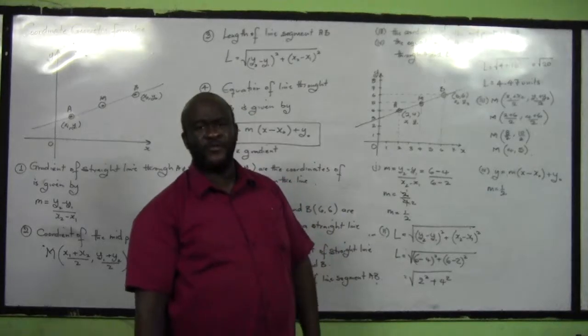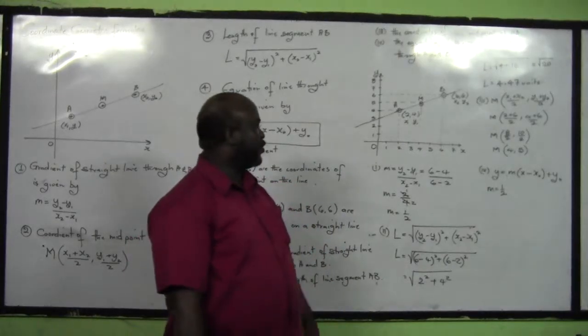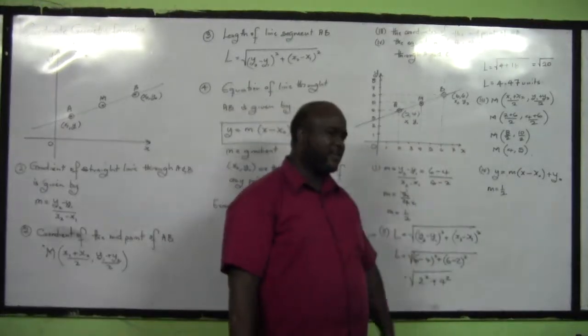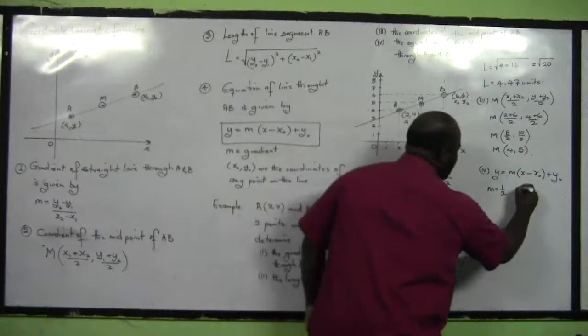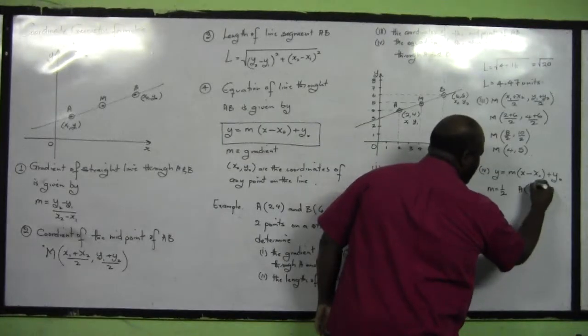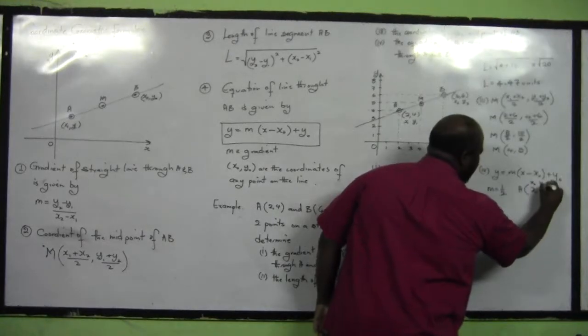Which one should I use? 2, 4. I think it's smarter to use the 2, 4. I will use this because the 2 coordinates are the same. So A, I will use A, and A is what? 2, 4. This is x naught, y naught.